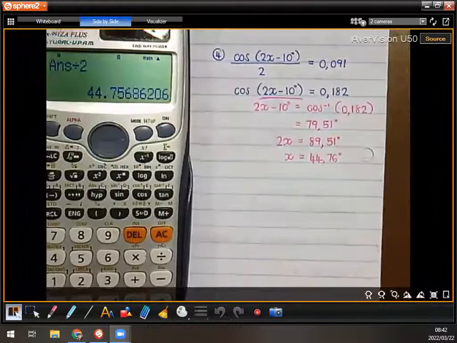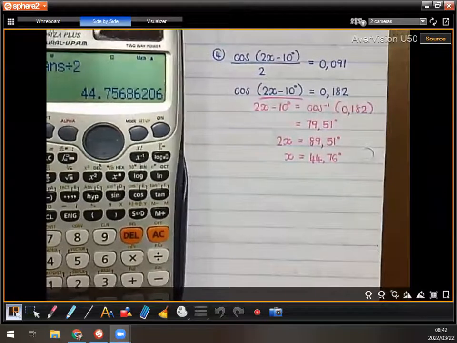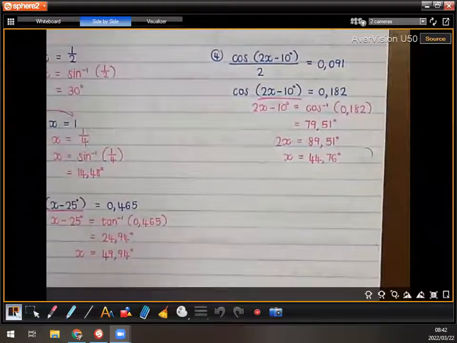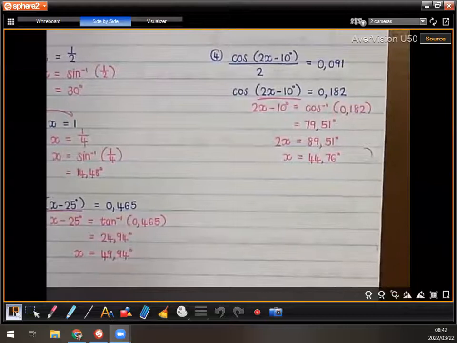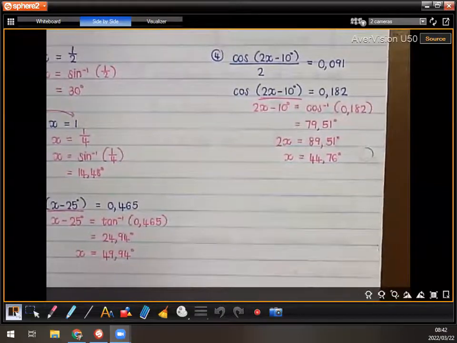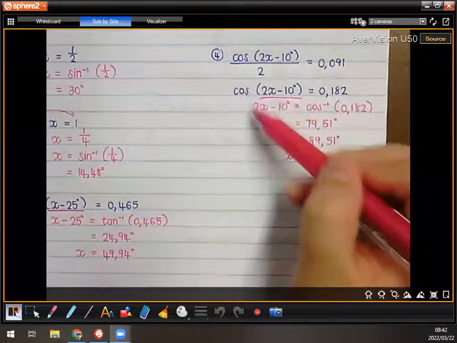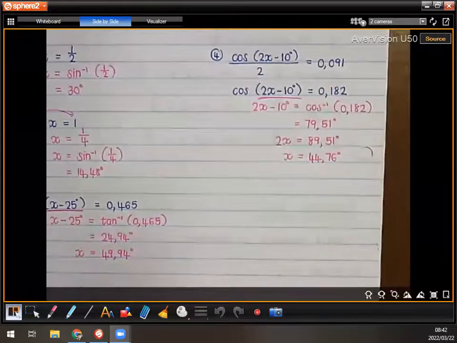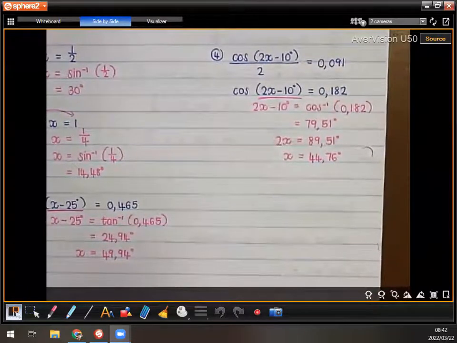44,76 degrees. That is the answer. Guys, it's basically like solving a normal equation. The only new thing is that as soon as you have a trig ratio and an angle equal to a number, you have to do shift of whatever that trig ratio was to get the value of that angle. And after that, we solve for x, like we normally do.